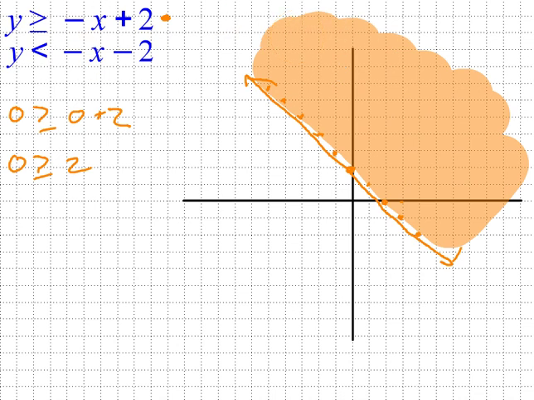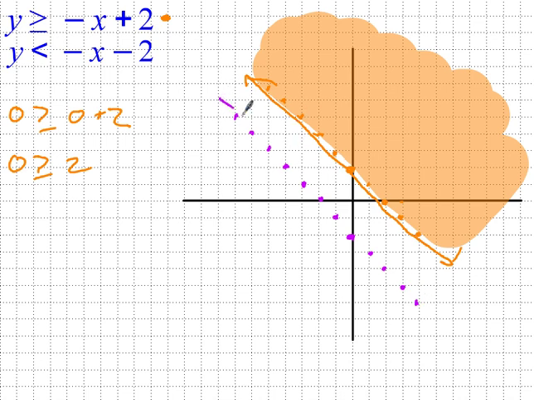Now I have y is less than negative x minus 2. So negative 2. This is negative x as well, so we have the same slope. If we notice, I have parallel lines here. So that's interesting.